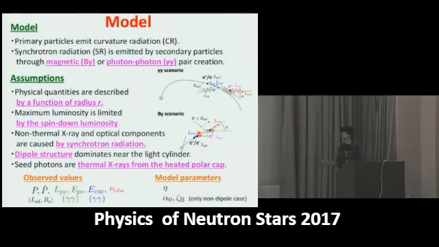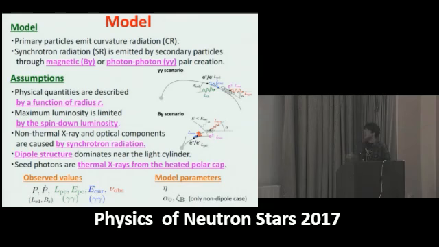We make some assumptions: all physical quantities are described as a function of radius from the center of the star for simplicity, and we only consider the rotation powered pulsar. So the maximum luminosity is limited by the spin down luminosity. For the magnetic field structure, we consider the dipole field dominant near the light cylinder. For the inner part, we also consider the non-dipole effect.